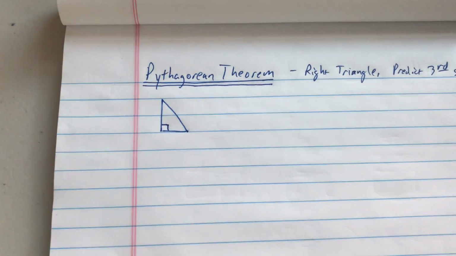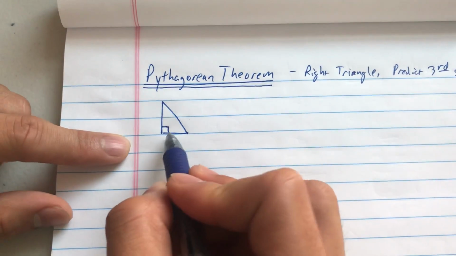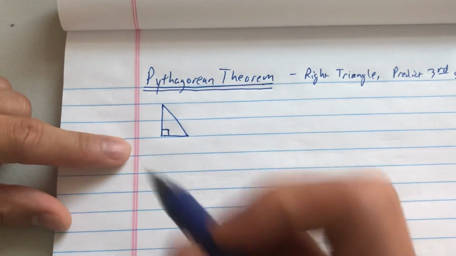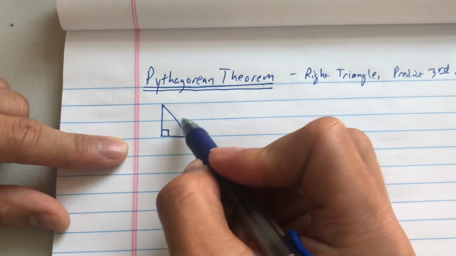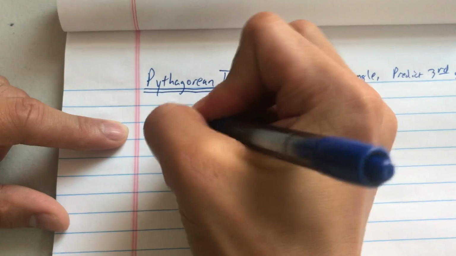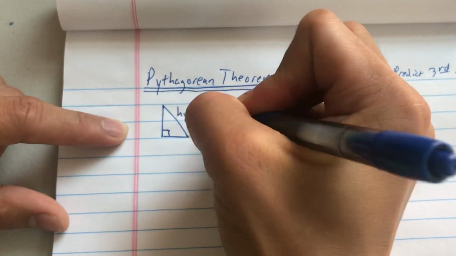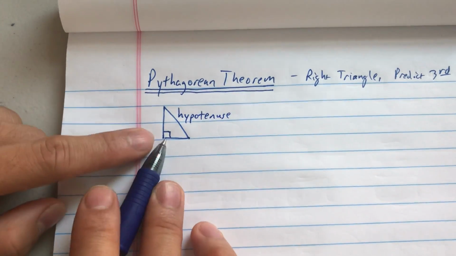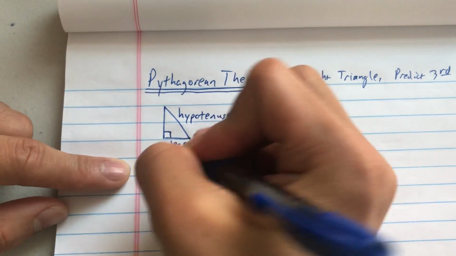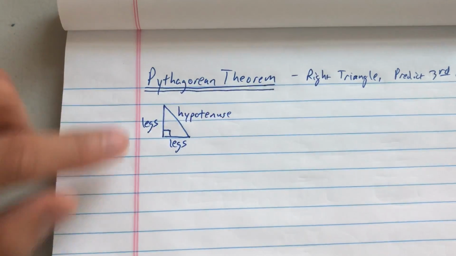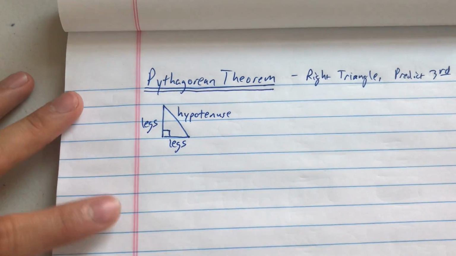First off, a couple of vocabulary. The longest side, or the side that's across from the 90 degree angle, has a name to it. It's called the hypotenuse, okay? And the other 2 sides that are attached to the right angle are called legs, okay? So this is the structure of a right triangle.